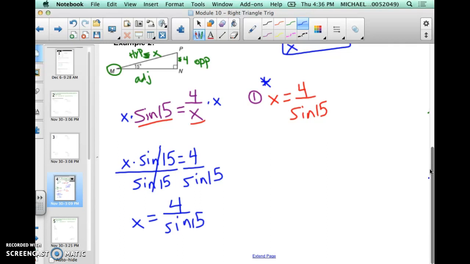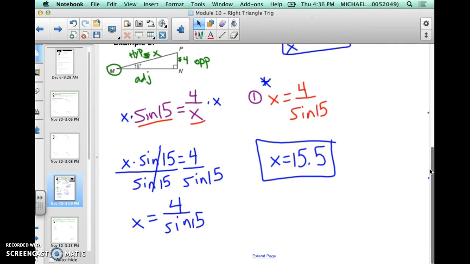And if I put that in my calculator, 4 divided by the sine of 15, I should get 15.45, and that 5 rounds the 4 up. So I get x equals 15.5. And I am done.